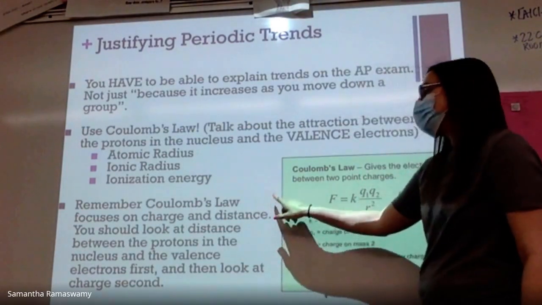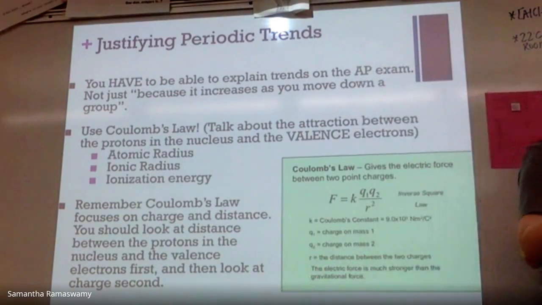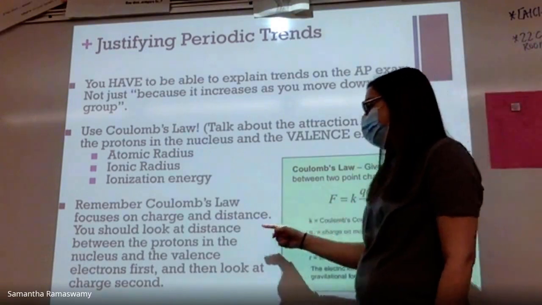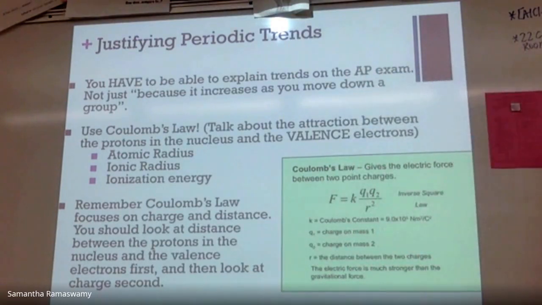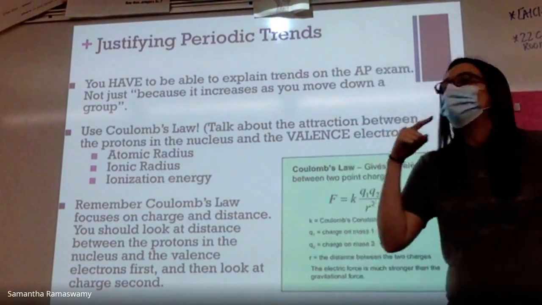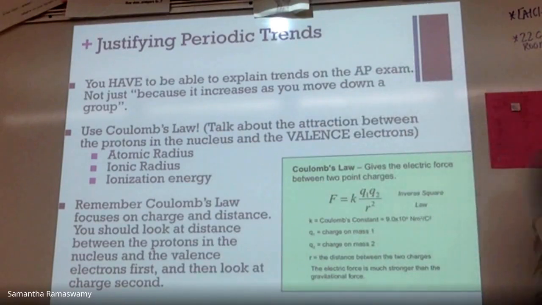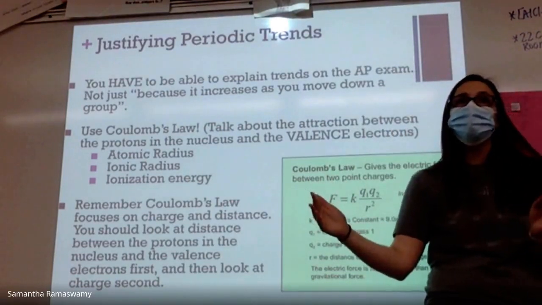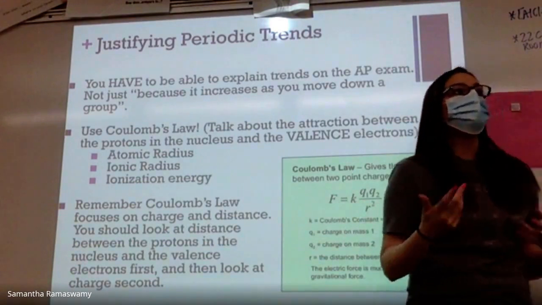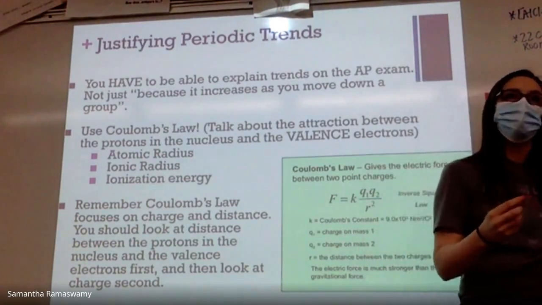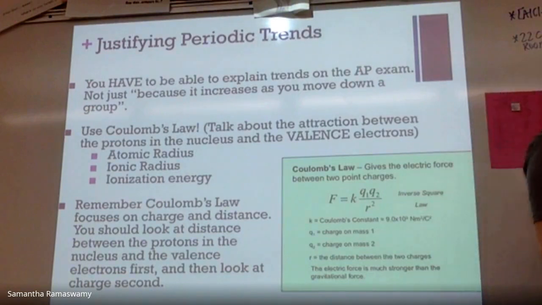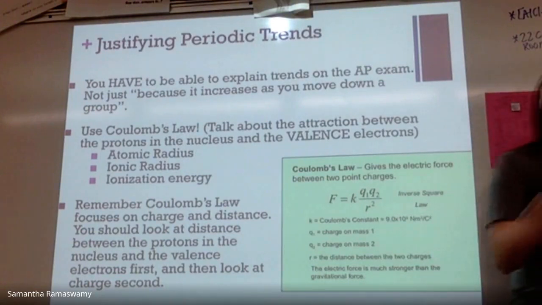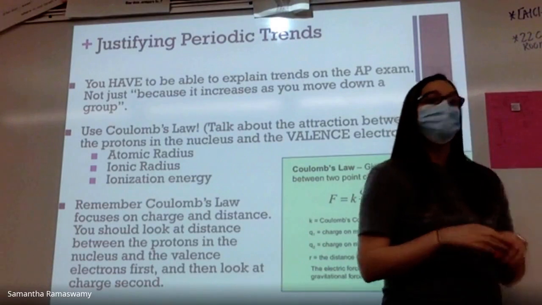Coulomb's law focuses on charge and distance. You should look at the distance between the protons in the nucleus and the valence electrons first. So your first focus is, what is the distance between the nucleus and the valence electrons? If you're looking at two elements like sodium and magnesium, well, if you look on the periodic table, sodium and magnesium both have valence electrons in n equals 3.